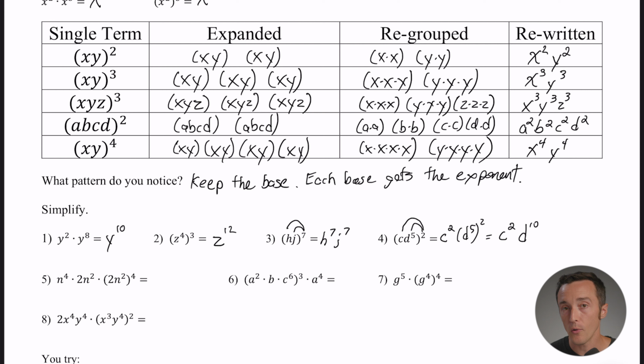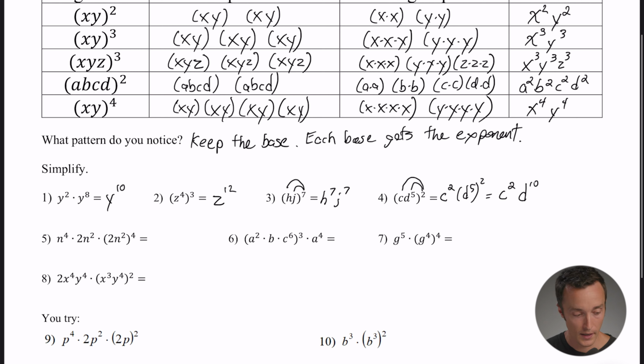So again, what I always recommend to my students is just take your time with these problems, look to see if you can apply a rule, and then when you're done with that, double check to make sure that there aren't any other rules to apply. If there are, then you're not finished and you need to keep going. Number 5 is going to be a pretty good example of that. So take a look at what we've got going on here. n to the 4th power times 2n squared times 2n squared to the 4th.